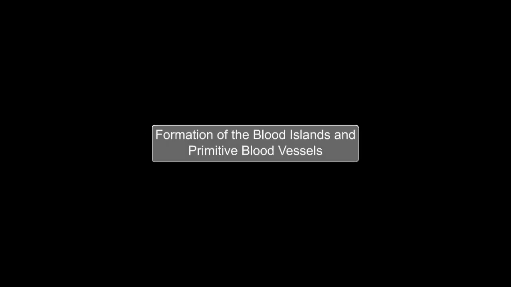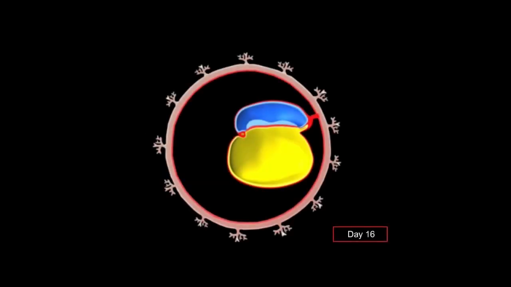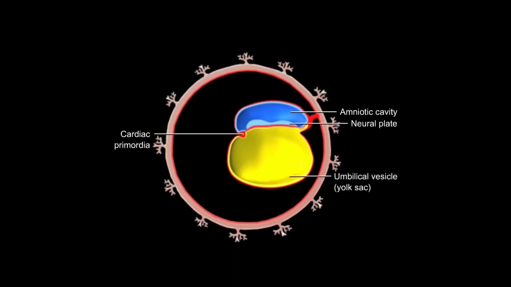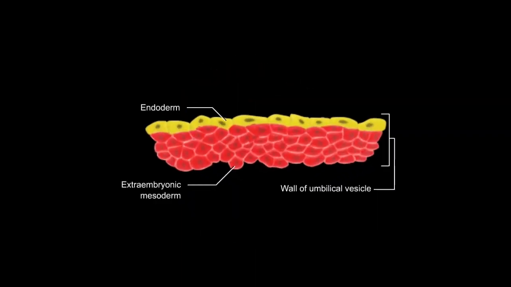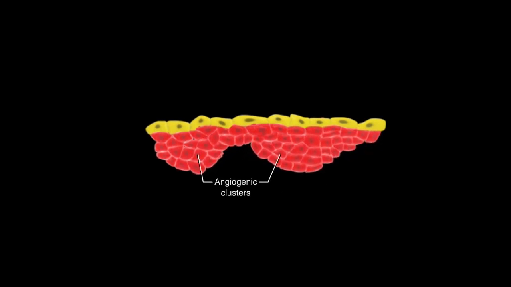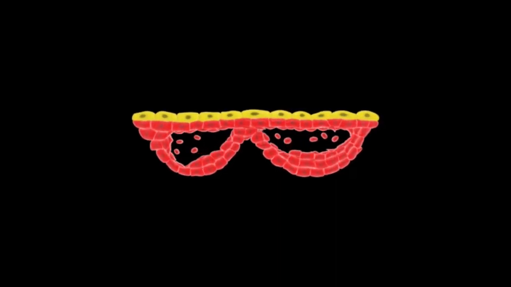Vascular system. In the early embryo, one can identify the process of early blood vessel formation in the wall of the umbilical vesicle. Extraembryonic mesodermal cells differentiate into angioblasts and begin to cluster. Cells innermost to the clusters undergo apoptosis, leading to the formation of blood islands.